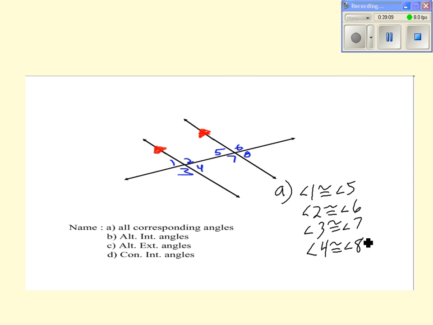Remember, with corresponding angles, you have 4 pairs of them when you have the whole picture like this. So there's more of them than anything else. All the others will only have 2 pairs.